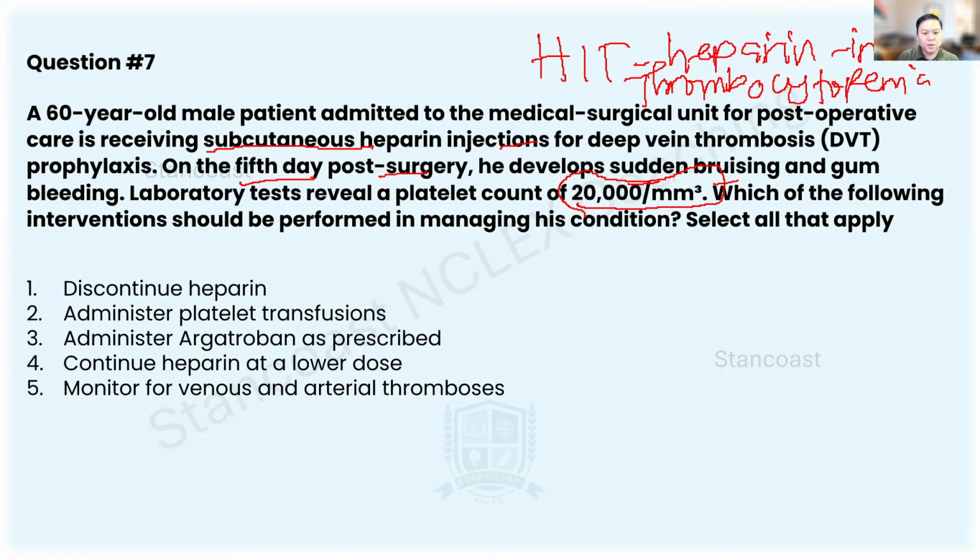So, what about number 1, discontinue heparin? This is a correct intervention because our platelet drop is caused by the heparin that was part of the treatment for the DVT. So this is what we have as the HIT, heparin-induced thrombocytopenia.